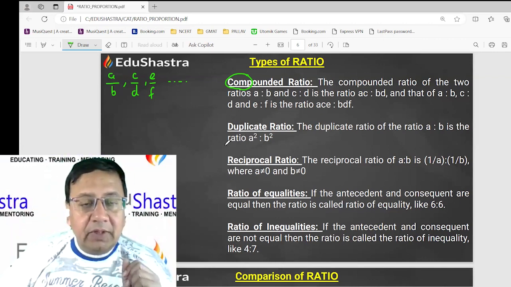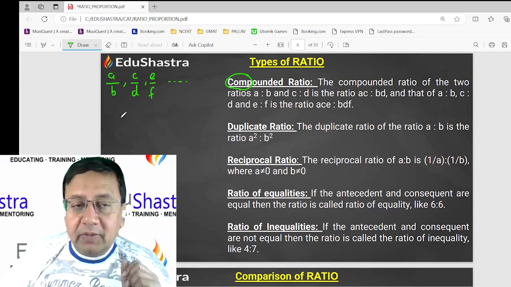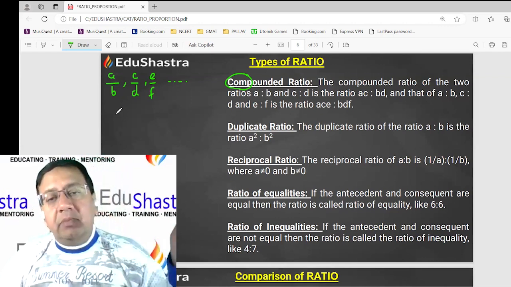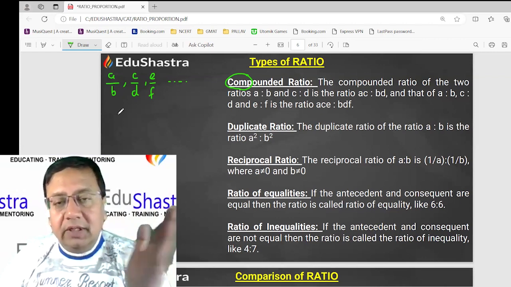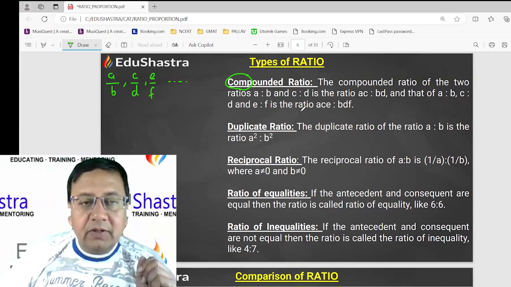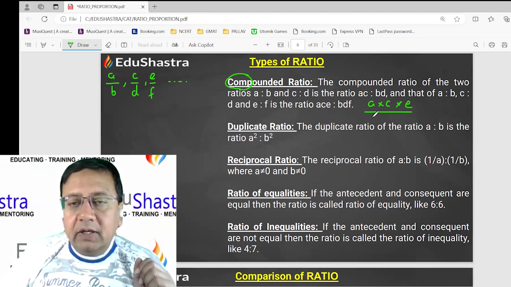So in a compounded ratio, if I have A by B, C by D, E by F, what do I do for the compounded ratio? I multiply all the numerators and I multiply all the denominators. So for this, the compounded ratio is what? A into C into E, divided by B into D into F, and so on.